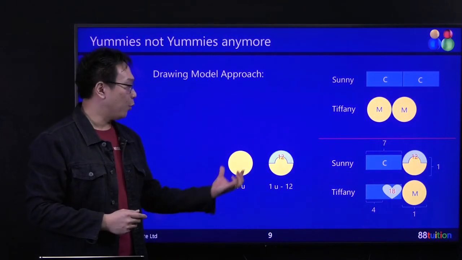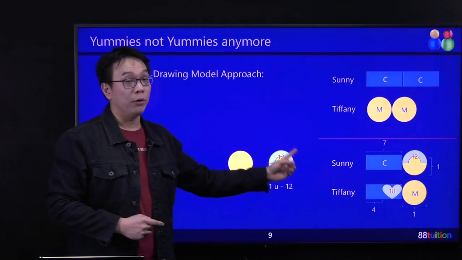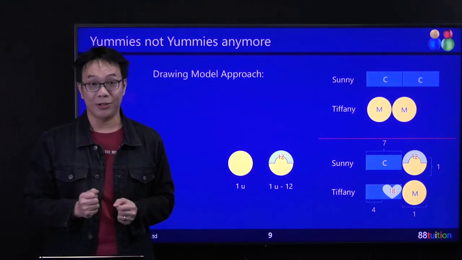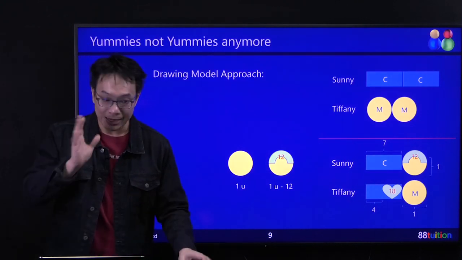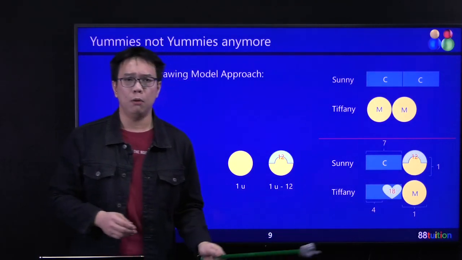One full circular unit, one full muffin unit, is one unit. And this pokeball, what must you do? You must less out the 12. So it's 1 unit minus 12. This is the linkage. Then after that, there's this ratio down here, 4:1 and 7:1.